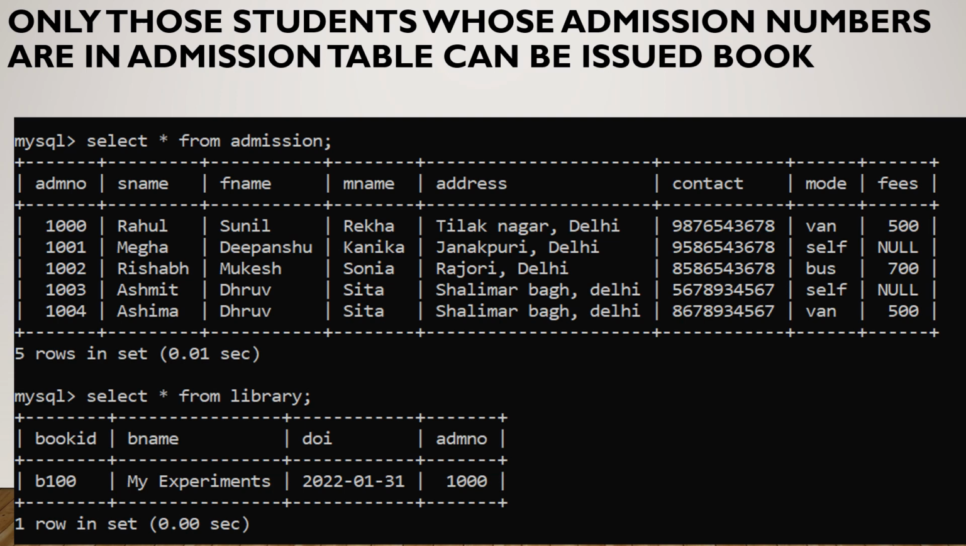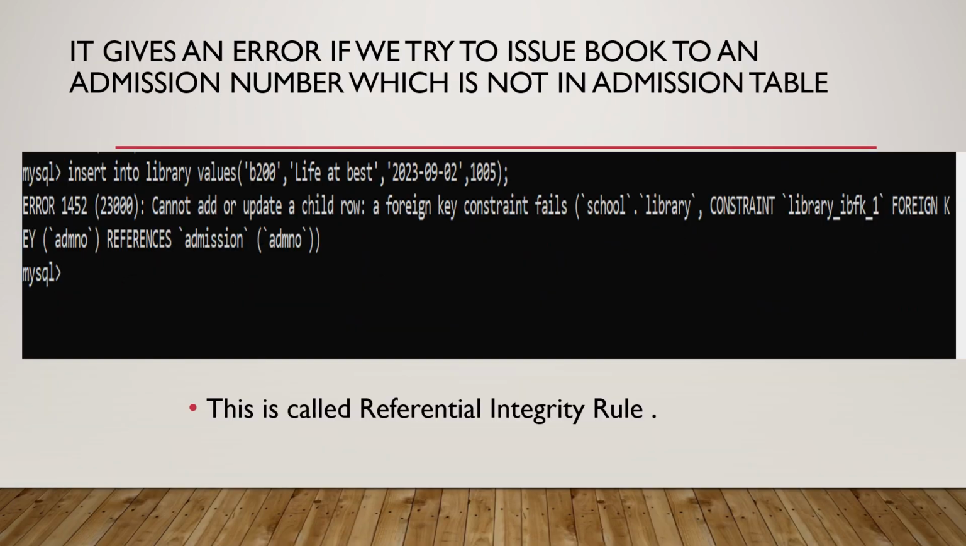Now as you can see, admission and library table contains the admission number, common field is in both the tables. 1000 admission number is of Rahul, who is student of the school, and that is why successfully in library table we are able to insert 1000 as a admission number because this student was belonging to the school.